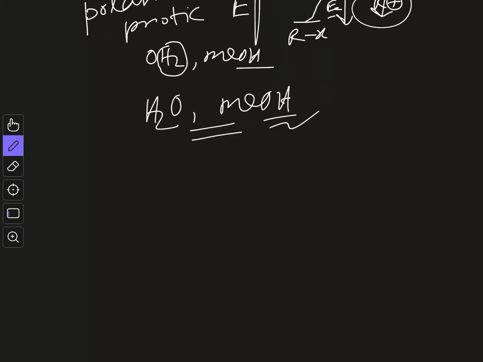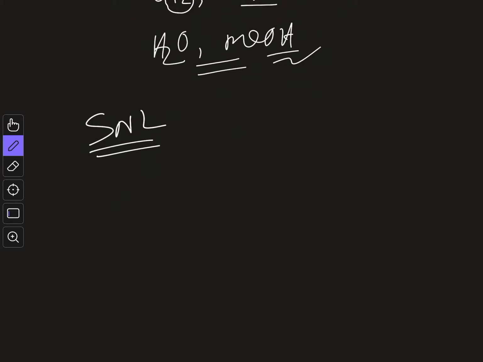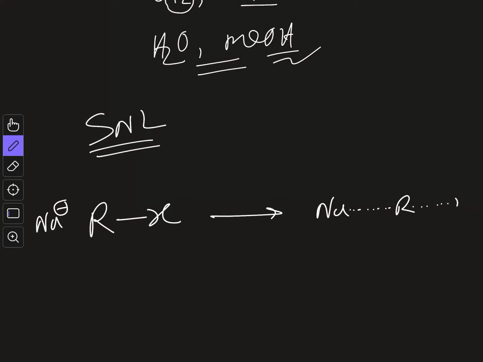Now let us talk about the situation for an SN2 reaction. What will happen? In the case of SN2 reaction, if you use a polar protic solvent, the rate actually decreases. Why? Again, you have to look into the transition state. In the case of SN2 reaction, we have RX and we have some nucleophile which is negatively charged. In the transition state, that nucleophile binds to the R and X leaves. So you have partial negative charge over here and partial negative charge over here. Actually no positive charge, both are having partial negative charge.